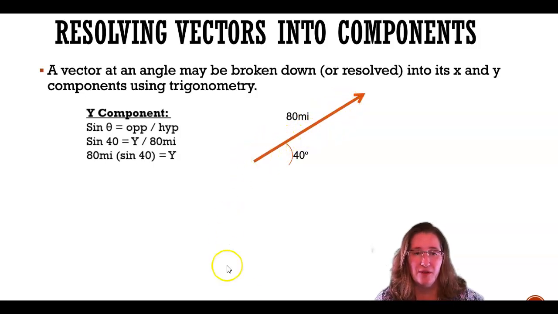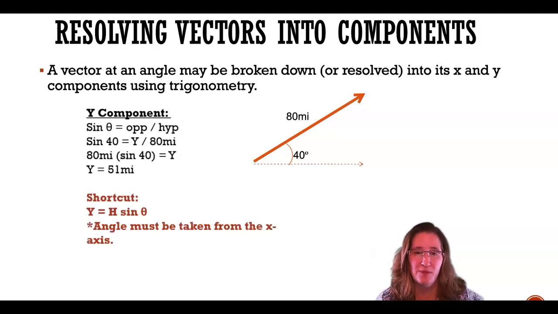So if I do the sine of 40 as y over 80 and I solve that, I get a y of 51. So same thing here. As long as the angle is taken from the x-axis, then you can use this shortcut and say that the y component is hypotenuse sine theta.